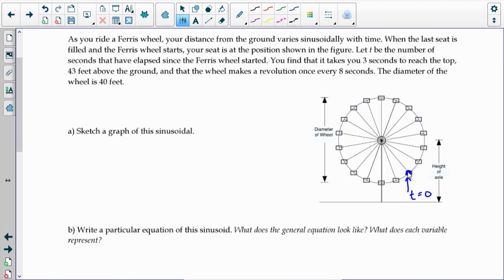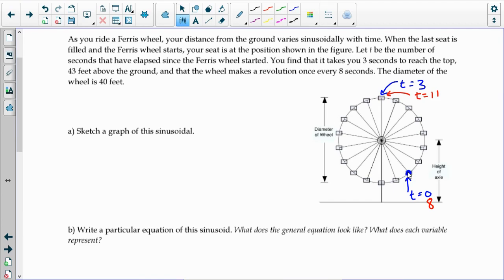You find it takes 3 seconds to reach the top, and the wheel makes a complete revolution every 8 seconds. So that means you'll get back to your starting spot at 8 seconds, but that also means you'll get back to the top at 11 seconds.